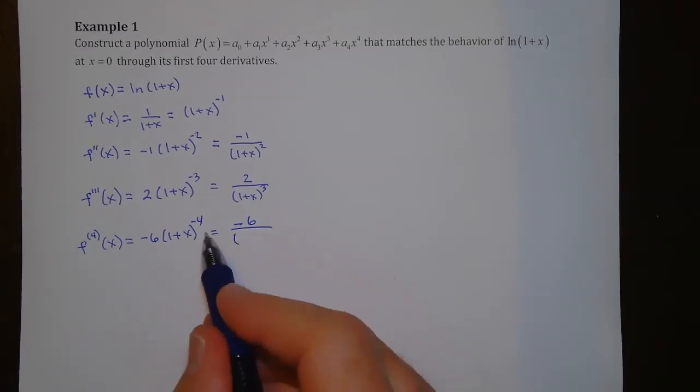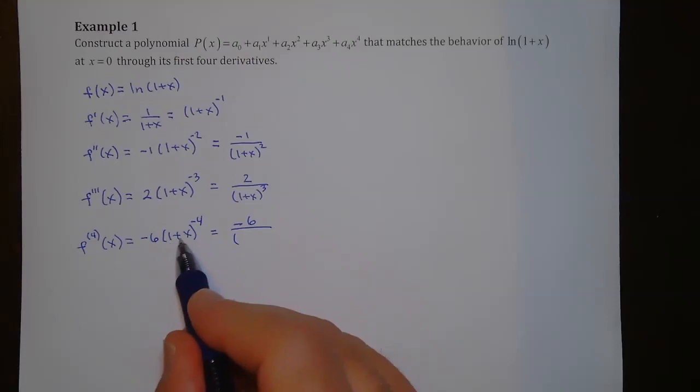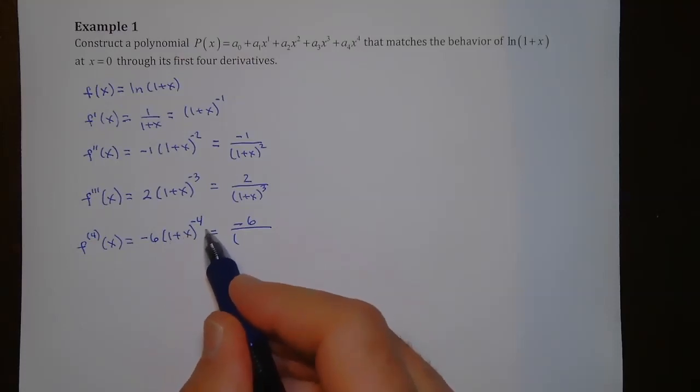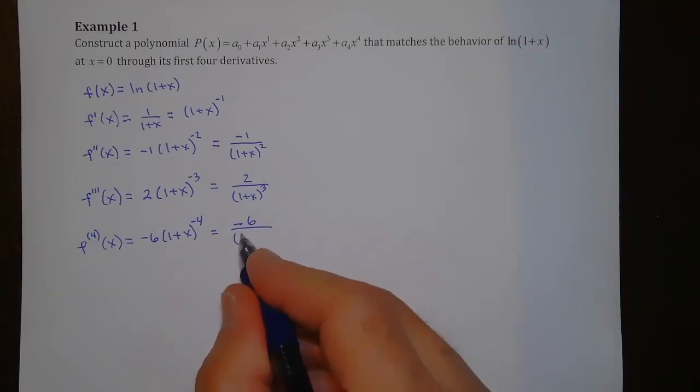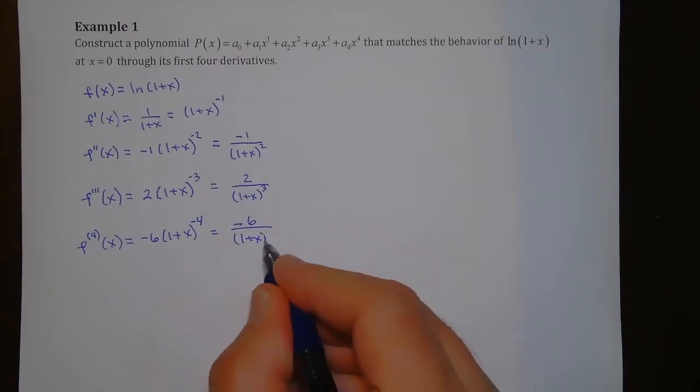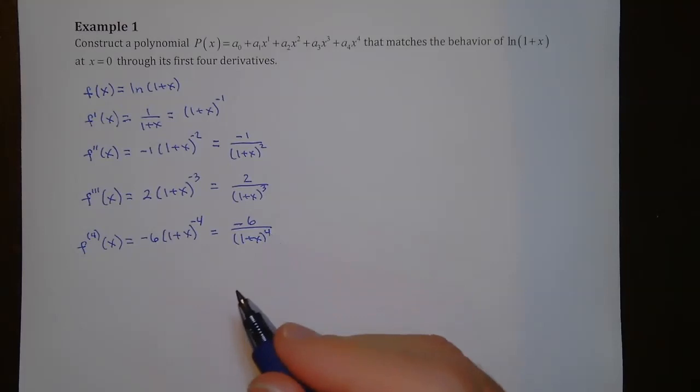You know what? I didn't say this, but we took the derivative of 1 plus x, which is 1, and we should be multiplying that right here, and it's just 1. So that's why I didn't write it. So 1 plus x to the 4th power.